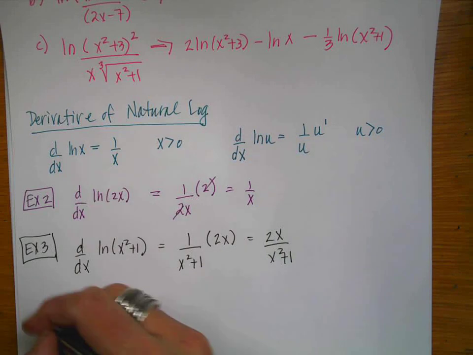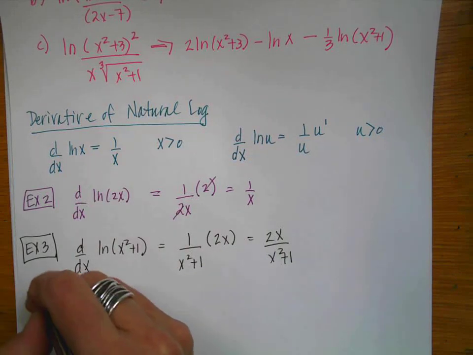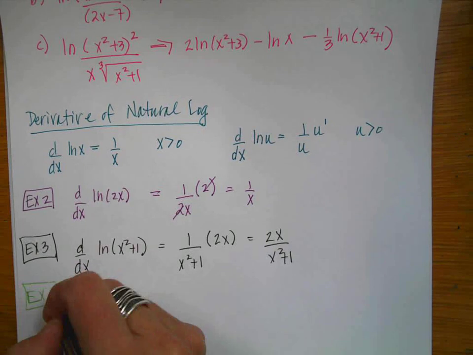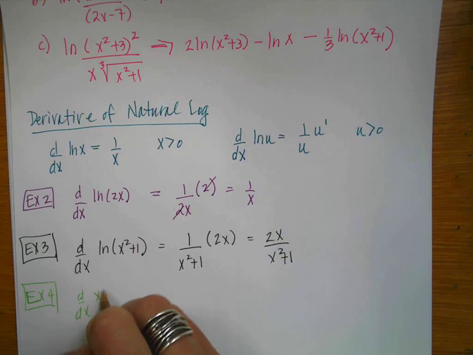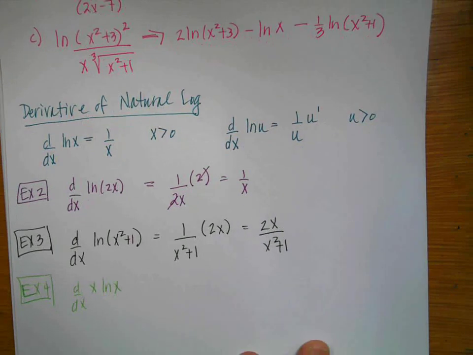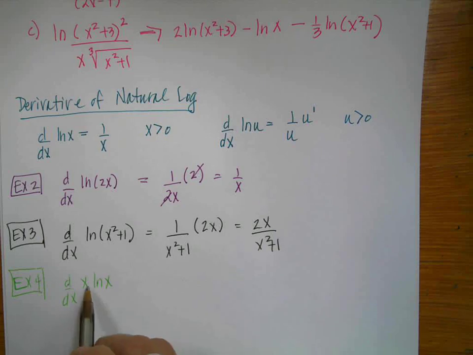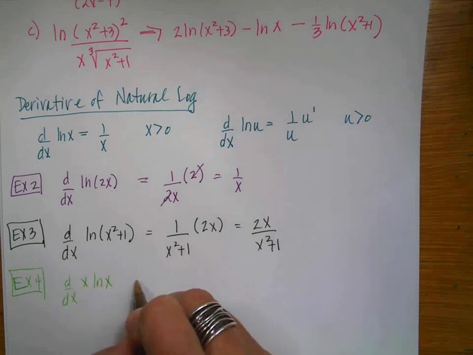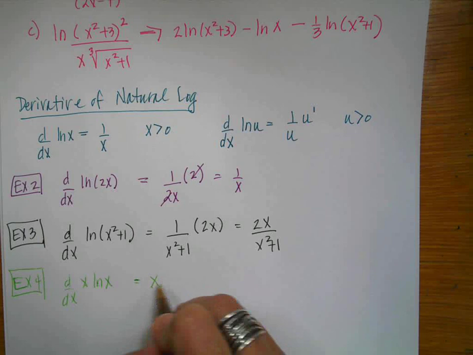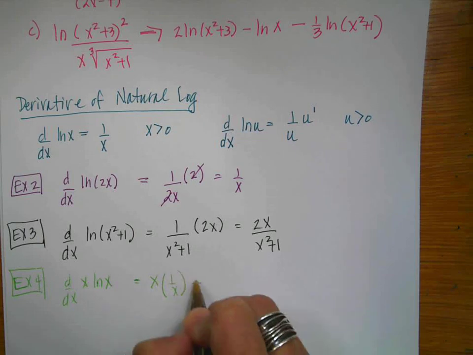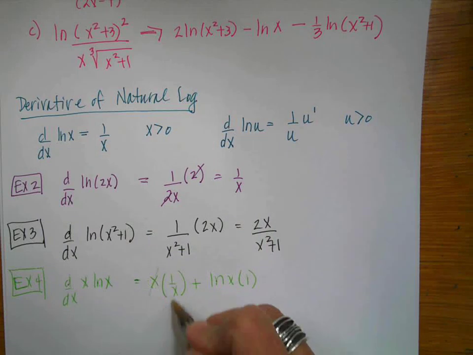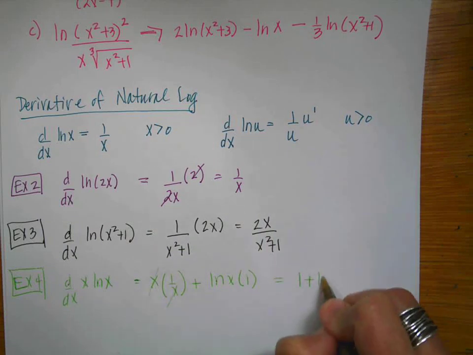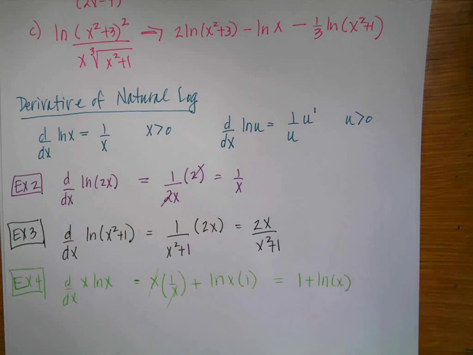Okay. My next example, example number 4, hopefully you can see that green. I think you can. I want to take the derivative of x natural log x. So this is the product rule because I have this term times this term. So it's going to be the first term times the derivative of the second plus the second term times the derivative of the first. Clean it up a little bit, and this is going to be 1 plus the natural log of x. Okay, so that was pretty easy.